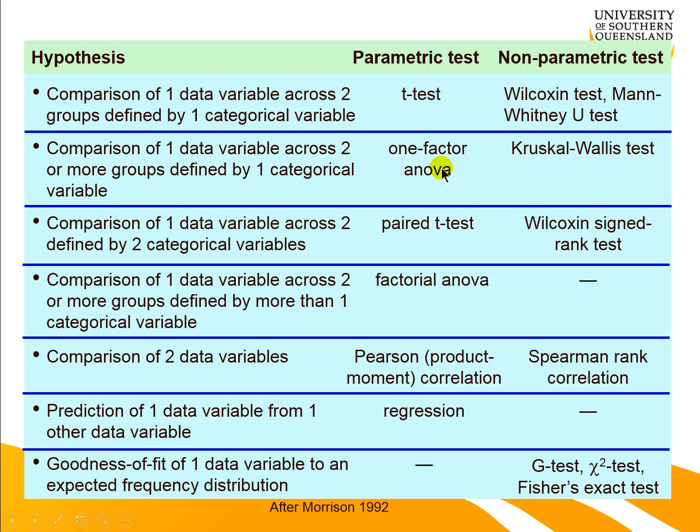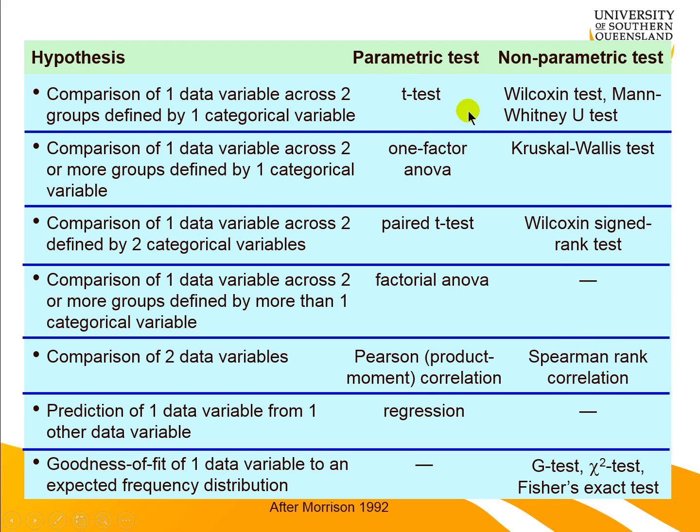So this table is just a description of some tests you're probably familiar with in the parametric world, such as t-tests, one-factor ANOVA, paired t-tests, factorial ANOVAs, correlations and regressions, and some of the non-parametric equivalents that you'll find in most software.